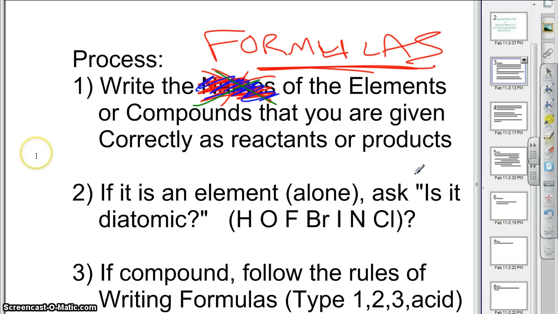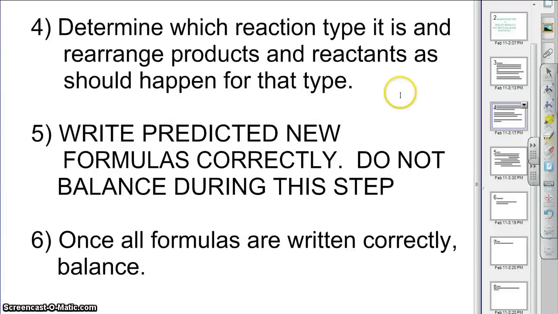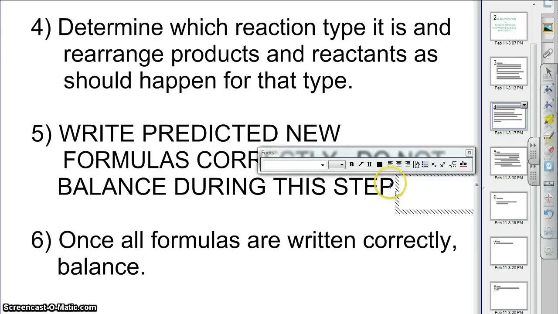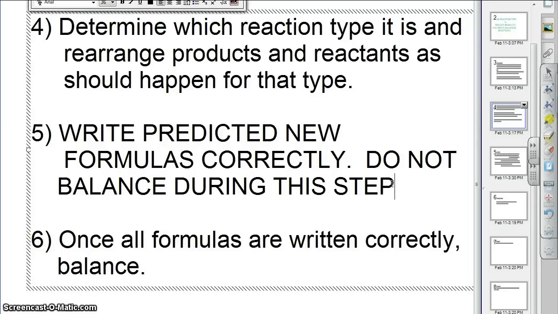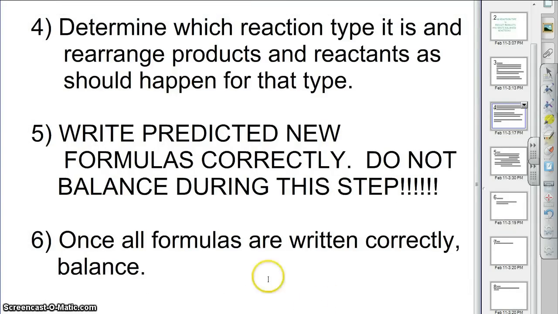Once you've written everything correctly, you have to determine which reaction type it is, if not told, and then rearrange the products and reactants as should happen for that type. Now that, number 4, is the big hang-up. Number 4 is what we're learning how to do, and we're going to have to do that with practice. Part 5, write the predicted new formulas correctly. Do not balance during this step. If you do try to balance during this step, you'll get everything wrong. Once you've written all the formulas correctly, then you balance it. That is all. Not much to this video.